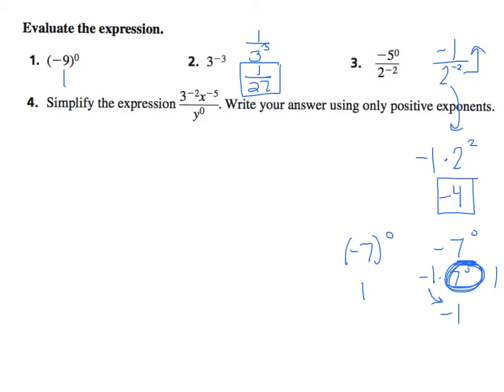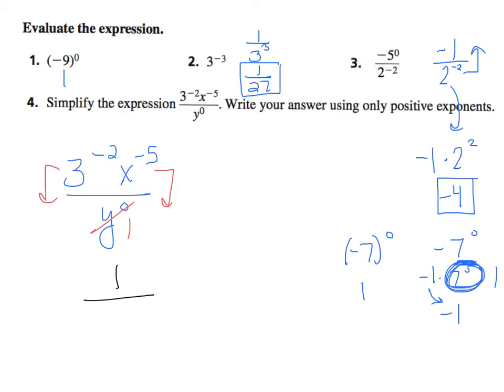Number 4, 3 to the negative 2 power, x to the negative 5th, all over y to the 0. Well, y to the 0 becomes 1. These two both have to go to the bottom. That means on top, I have a 1 left. There's nothing there. So on the bottom, that gives me 3 to the 2nd power, because it's just a positive exponent, x to the 5th, and if I simplified that, that would become 1 divided by 9x to the 5th power.